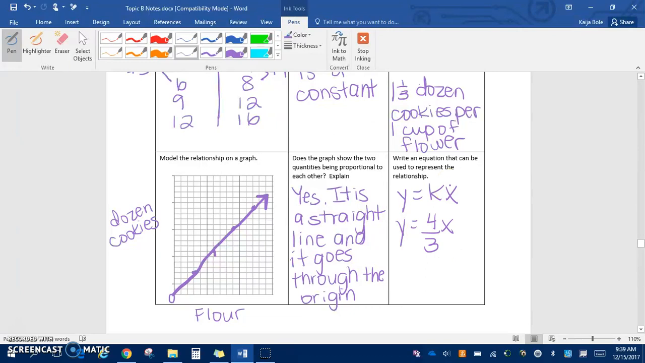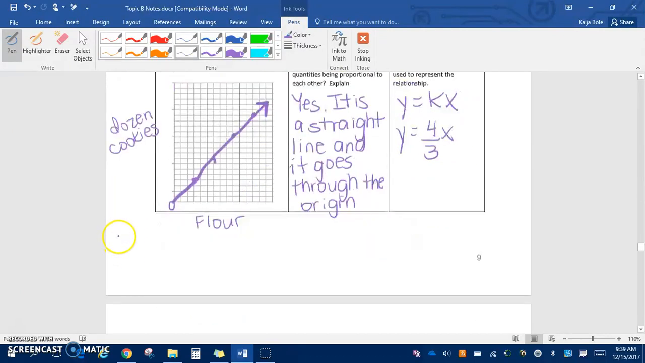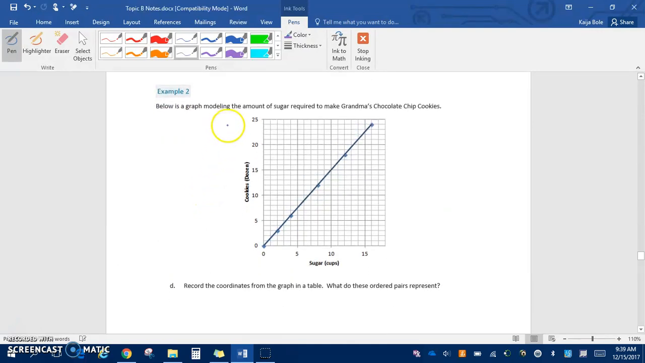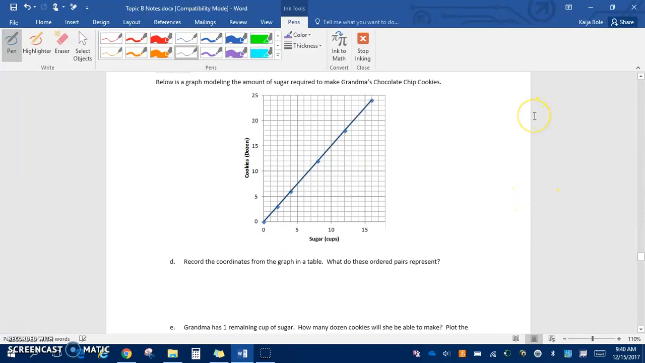Alright, so pretty much just pulling everything all together here. We're going to do one more example all together. We're going to go over to the next page, example 2. And it says, below is a graph modeling the amount of sugar required to make Grandma's chocolate chip cookies. So they give us a graph.